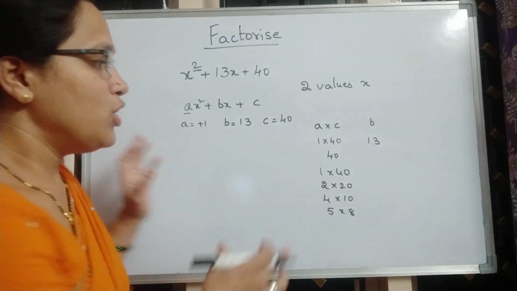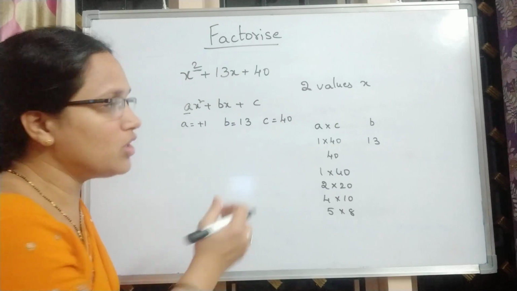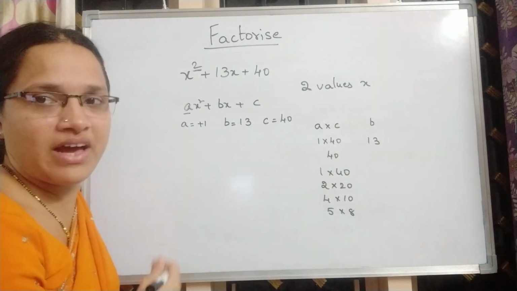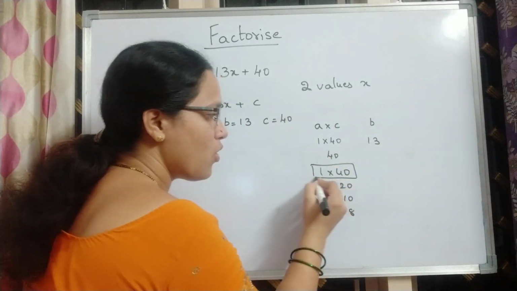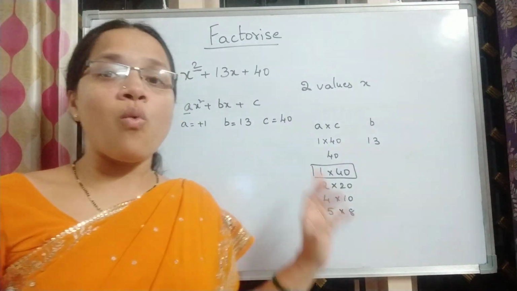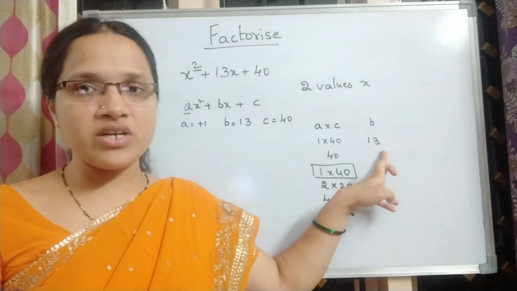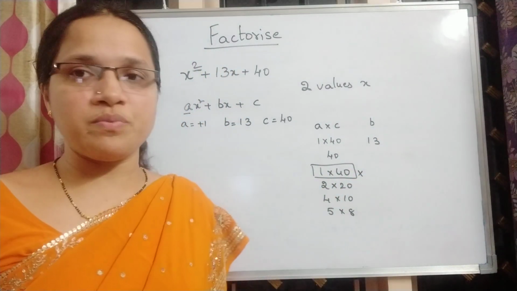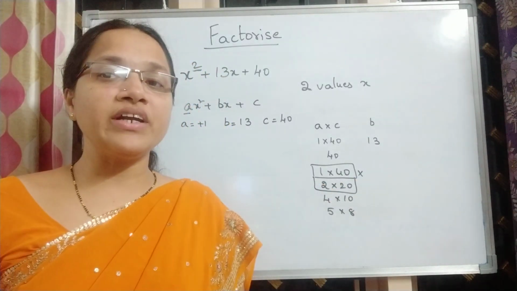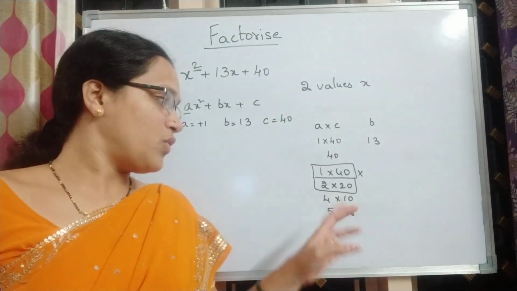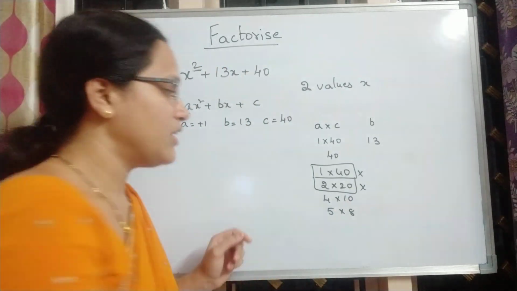Now you should select one of the factors in such a way that either you add it, you get the value of b, or you subtract it, you get the value of b. Is that clear? So let us check it. We'll check with each and every factor. 1 into 40. 1 plus 40 is how much? 41. 40 minus 1, 39. It is not satisfied. So this is not the appropriate factor which should be taken. Now next one, 2 into 20. 2 plus 20 is 22, and 20 minus 2 is 18. So this is also not the appropriate factor.